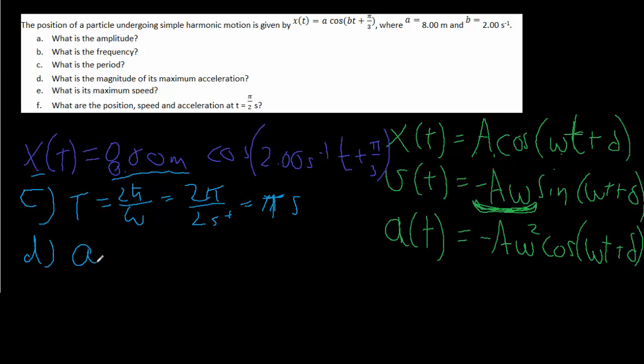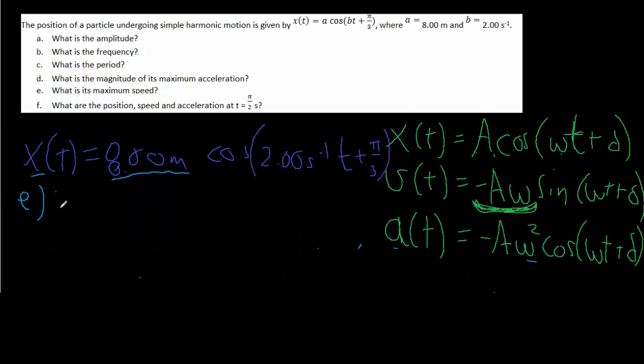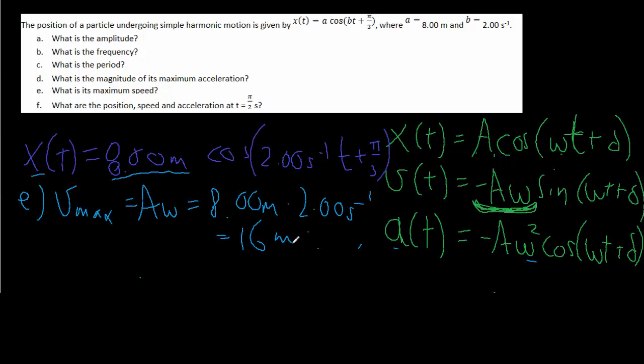Well, the a max, as you can see over here, is just A omega squared, which in our case is 8.00 meters times 2 seconds to the minus 1, squared. Even has the right units, so that's 32.0 meters per second squared. There's your a max. E, my v max, is A omega, so that's 8.00 meters times 2.00 per second, giving me 16 meters per second.